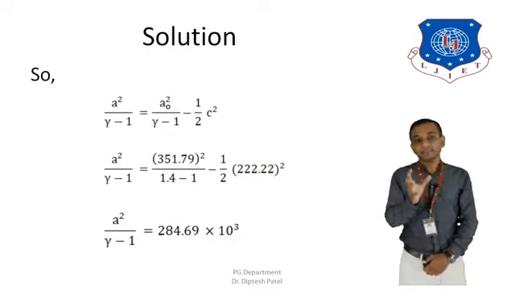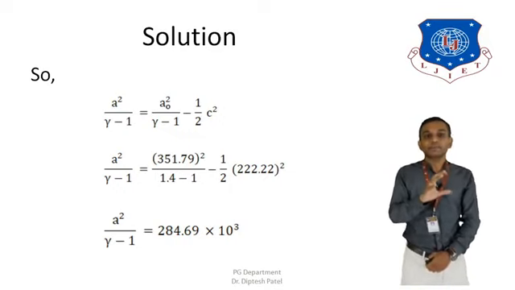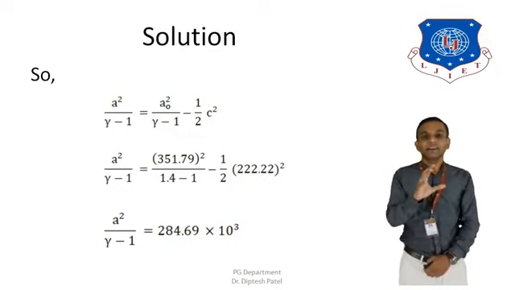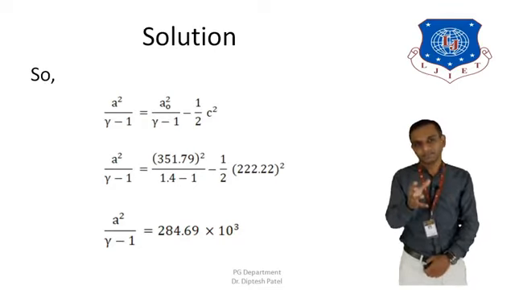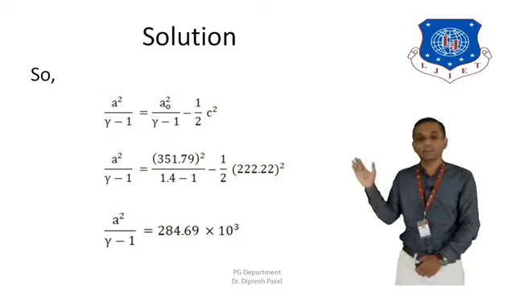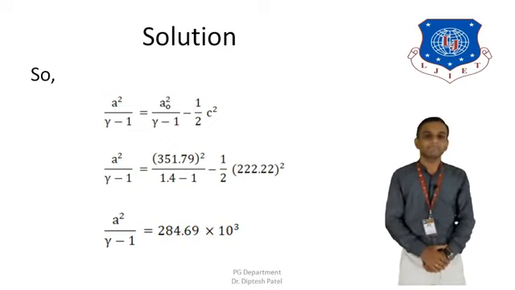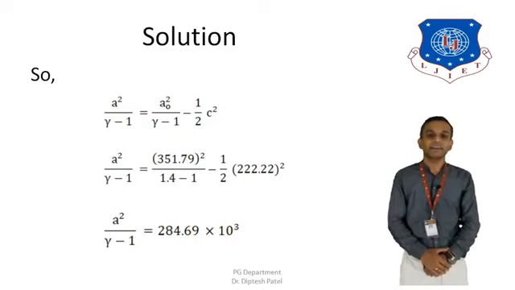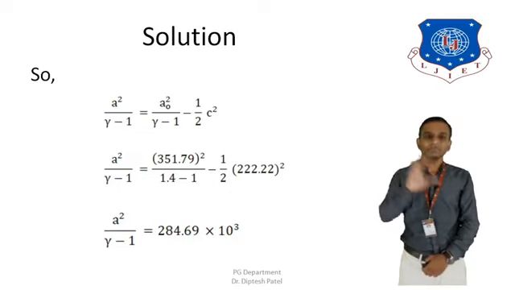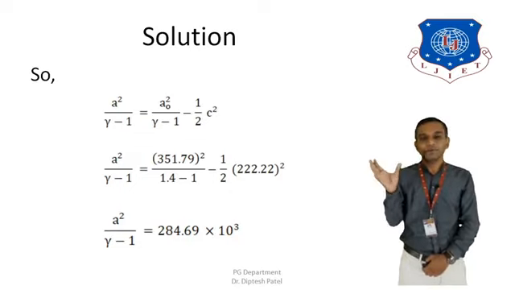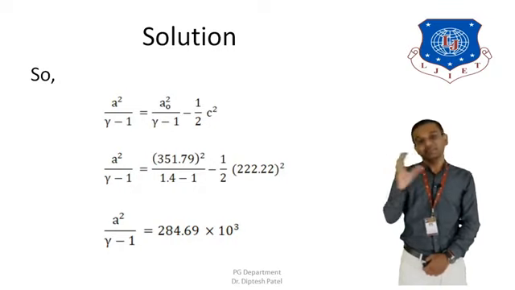Since we are going to take the 1 divided by 2 C square from the left hand side to the right hand side, the whole term becomes minus. It would be subtracted from the a0 square divided by gamma minus 1. So a square upon gamma minus 1 is equal to a0 square divided by gamma minus 1 minus 1 divided by 2 C square. Now it's time to put the values here, since we have the value of a0, gamma, and even C as well.